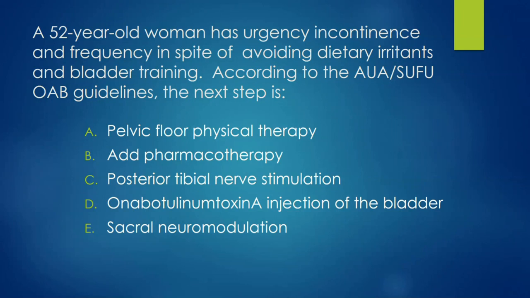to Dr. Ginsberg. A 52-year-old woman has urgency incontinence and frequency in spite of avoiding dietary irritants and bladder training. According to the AUA SUFU OAB guidelines, the next step is pelvic floor physical therapy, add pharmacotherapy, posterior tibial nerve stimulation, onabotulinumtoxinA injection of the bladder, sacral neuromodulation. So if you could please enter that into your app.